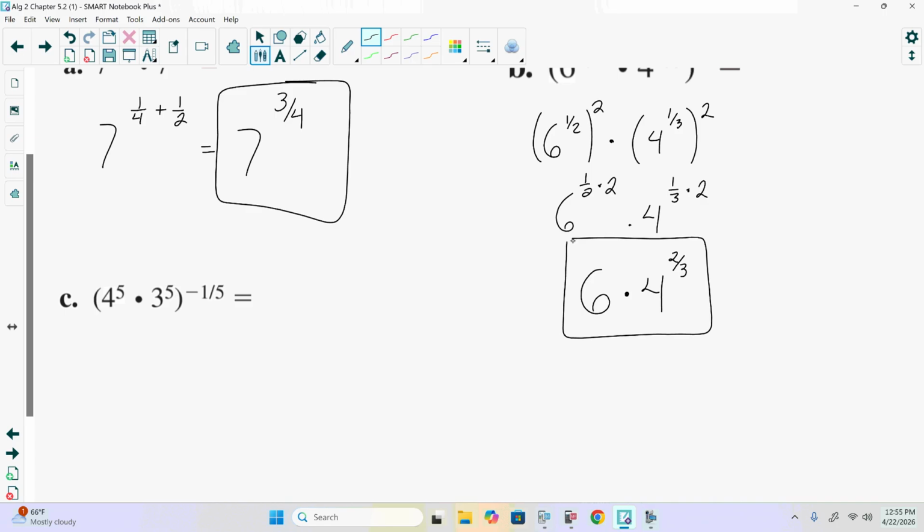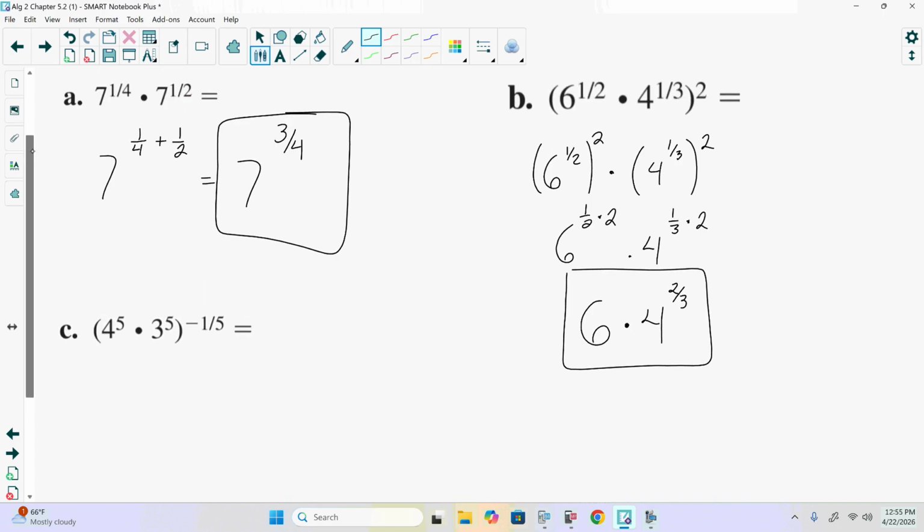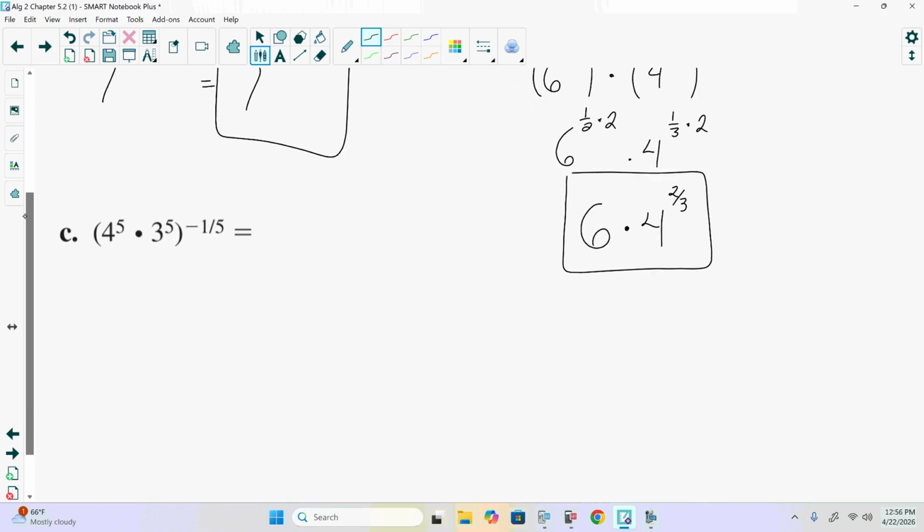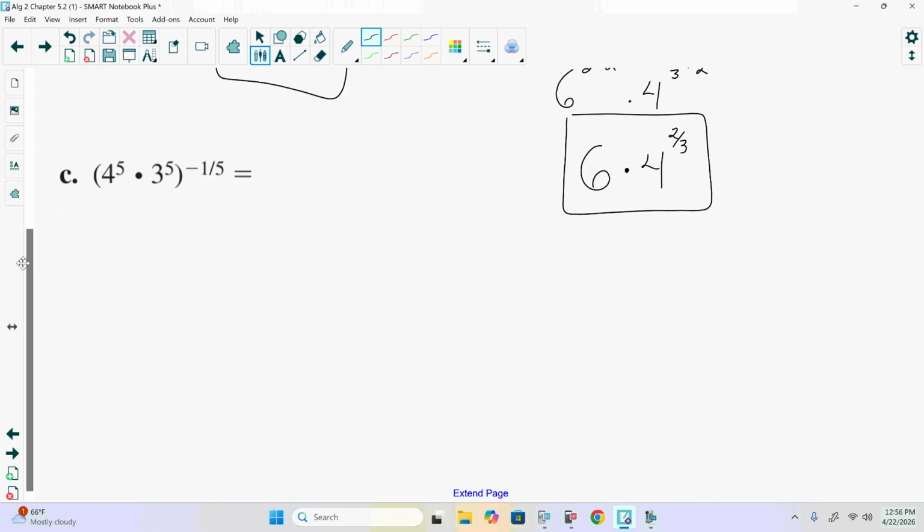That's it. Question on A or B? B is as far as it goes because 4 to the 2/3 is as simplified as it gets. It doesn't reduce. I mean, we could rewrite it as 2 squared to the 2/3. That would give us 2 to the 4/3. It's not any simpler. It's not reduced any further. Doesn't help us.